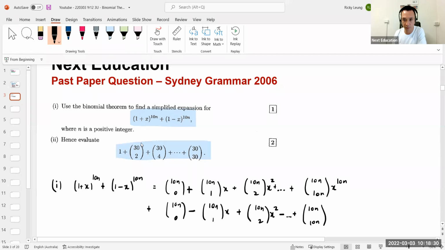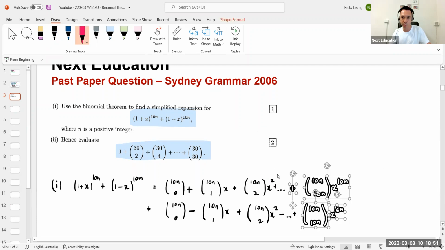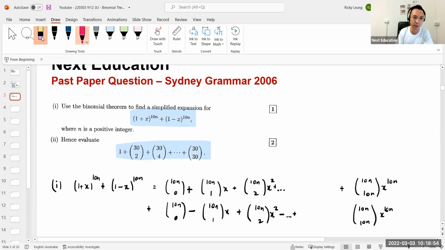The reason why I put 10n in is because I know 10n is going to be an even number, right? So if that's an even number, the last term is going to be positive. Good. Now, for illustrative purposes, I'm going to put in an extra term, the cube term, just to have another odd number in there so you can visualize it. So plus 10n choose 3 x cubed, while here it's minus 10n choose 3 x cubed.